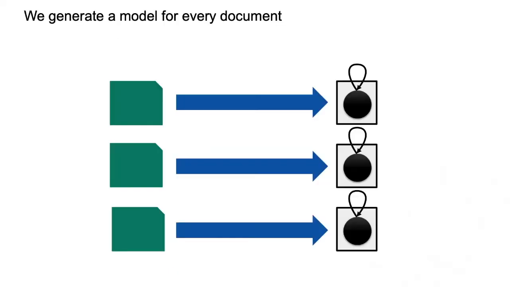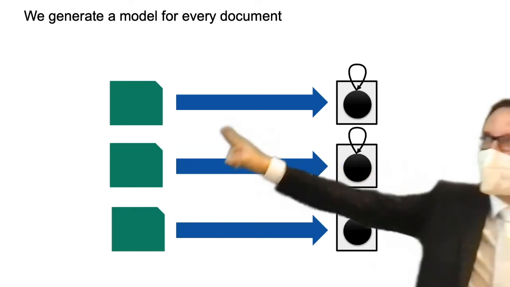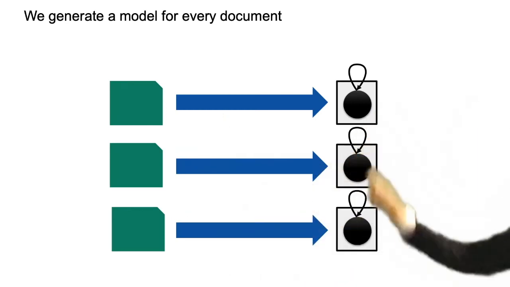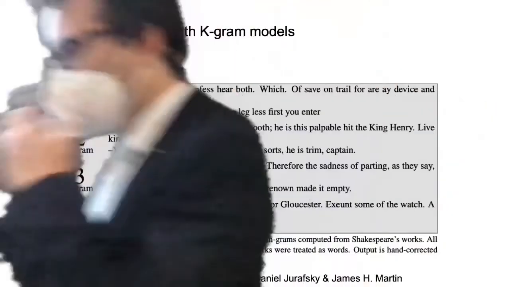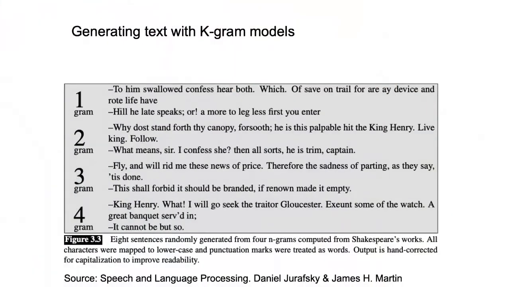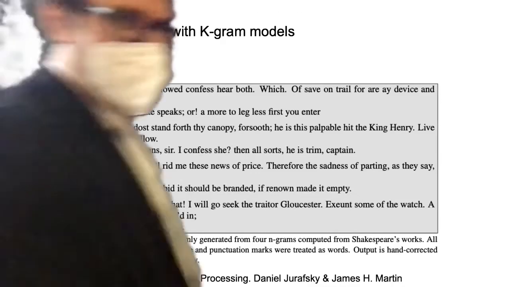So anyway, programmatically, you can generate a model for any book, for any document. And then you can use that model to generate fake documents. These are a few cool examples, and you will see why this is really fun to do. 1 gram, 2 grams, 3 grams, and 4 grams. You can see how it looks. And it's quite amusing.